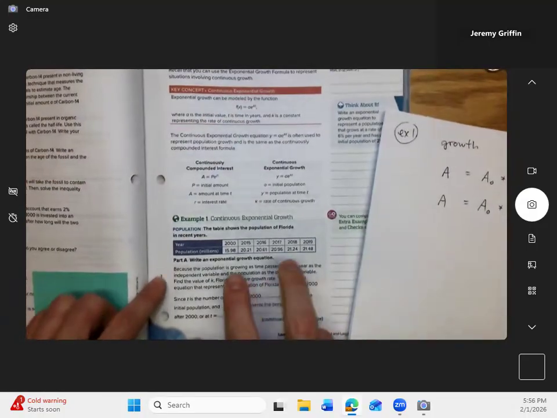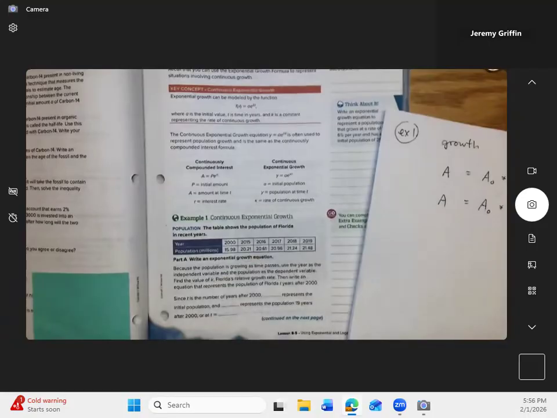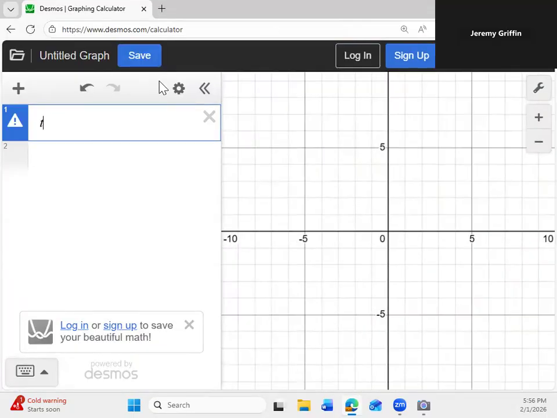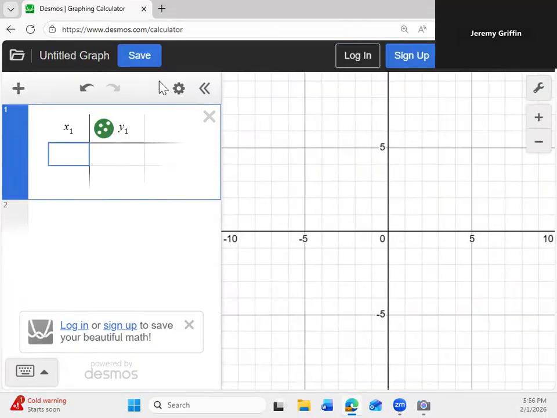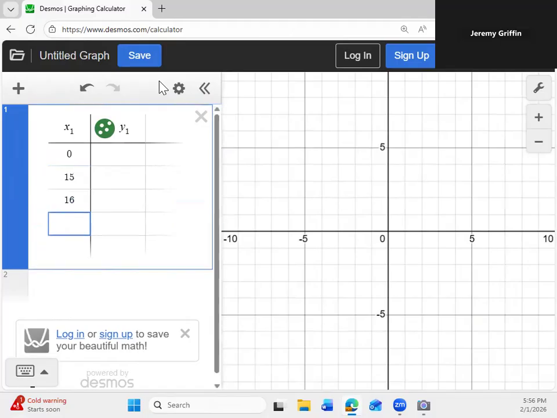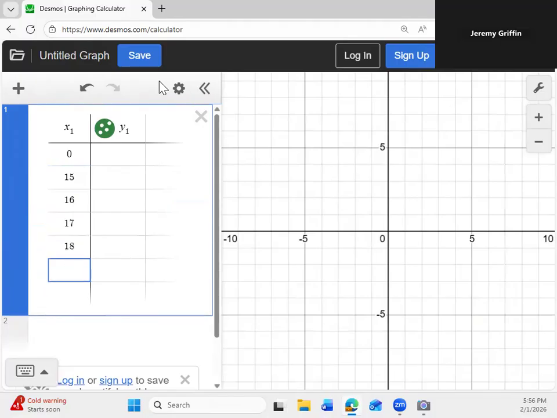Let's try that. Now they give you this table right here. Let's plug in the values in Desmos. Type in table, and we got a table. Now the year 2000, we're just going to call year zero. Then it jumps 15 years in the future, and then it's 1 year after that. So 15, 16, 17, 18, and 19.